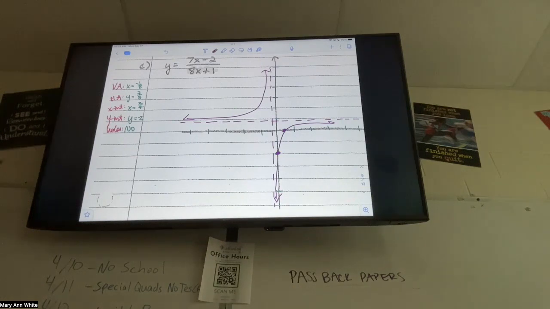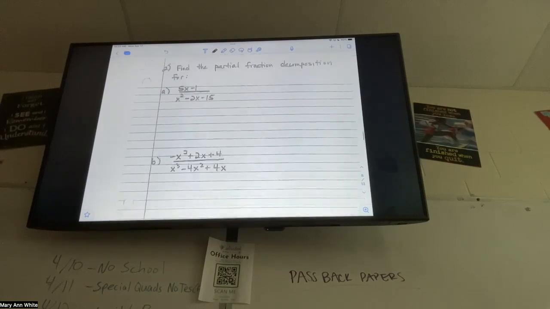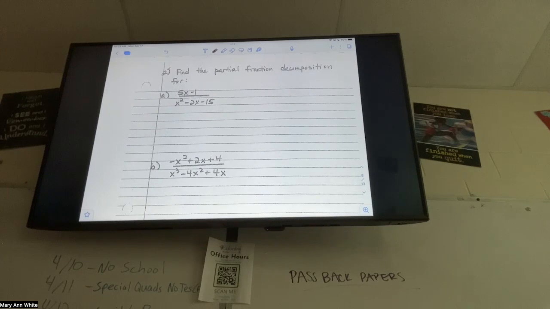All right, we doing okay? Okay, I want to flip back to number 2. The more we do on this problem, the less we have to do after the quiz tomorrow. If we can get as much of 2A done, that would be awesome.